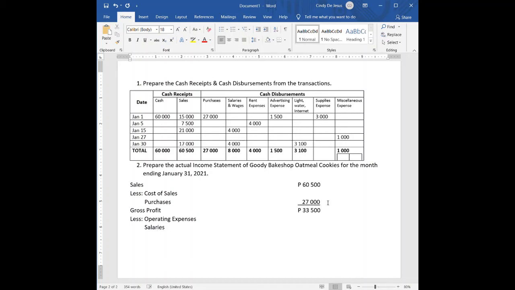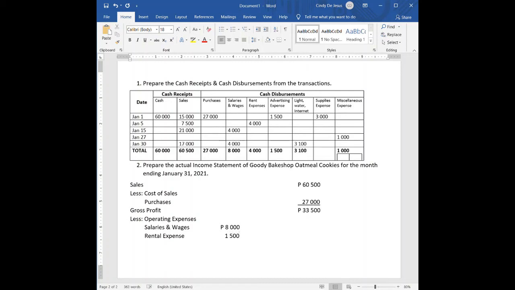So, of course, there is the earlier one, salaries and wages. How much is salary and wages? A total of 8,000 for the month of January. Okay, he gave it twice. We also have rental expense, which is, of course, 1,500.